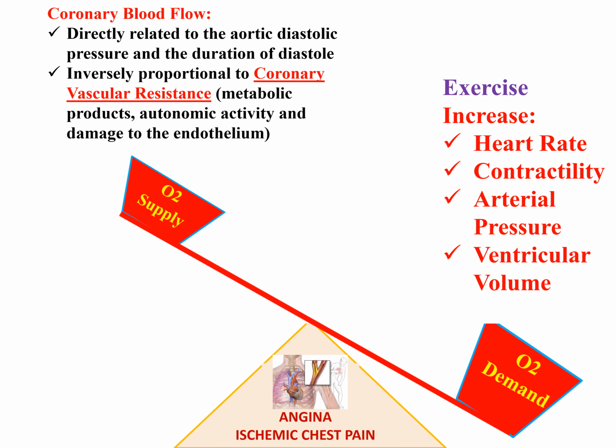Also, the coronary blood flow will decrease if we have an increase in the coronary vascular resistance. That might happen because of different types of metabolic products, activity of the autonomic nervous system, or damage to the endothelial tissue.